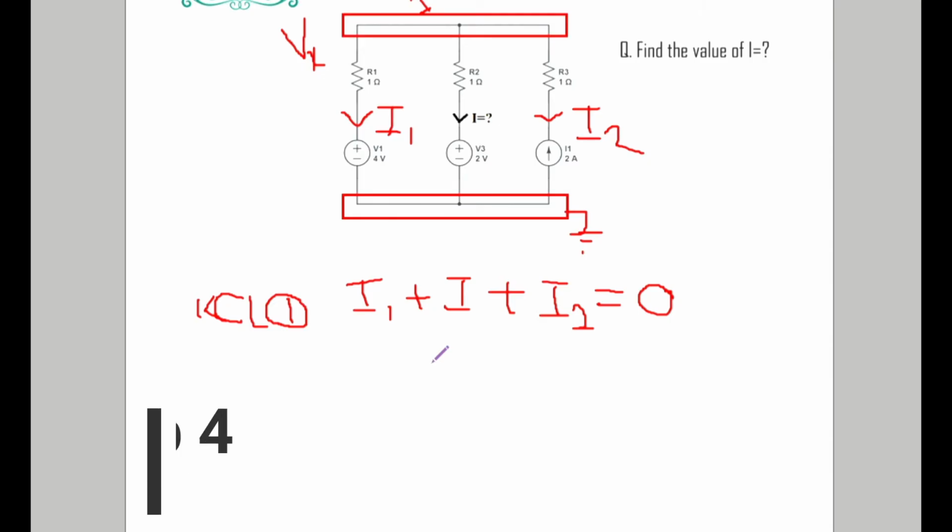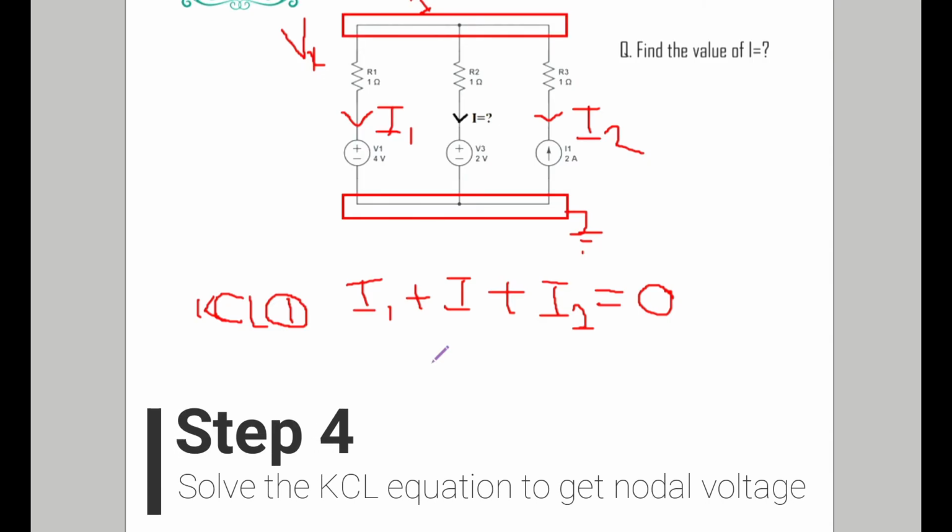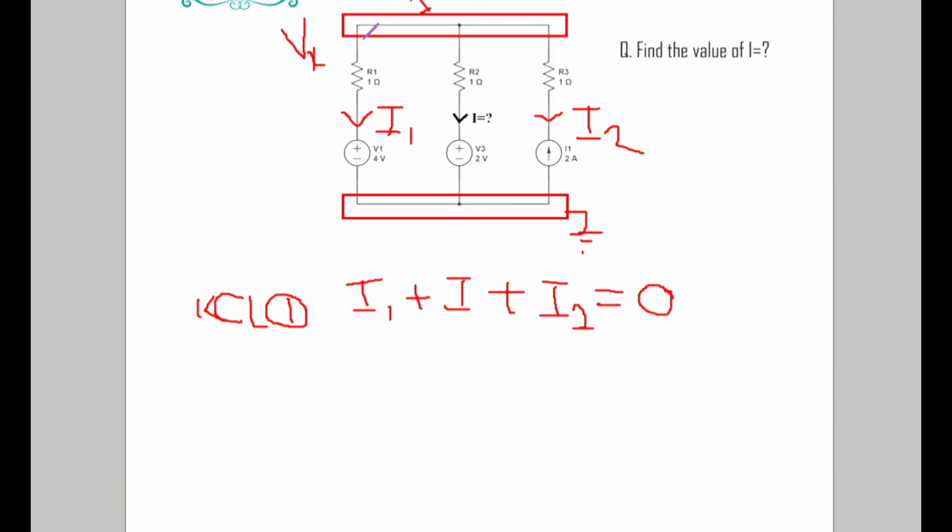The fourth step is to solve the KCL equation to get nodal voltages. For I1, as we have already discussed, I1 can be written like this. I1 will be Vx minus 0, the potential difference across this branch, and since current is going out from minus 4, we write minus 4, whole divided by resistance R1, which is 1 ohm.